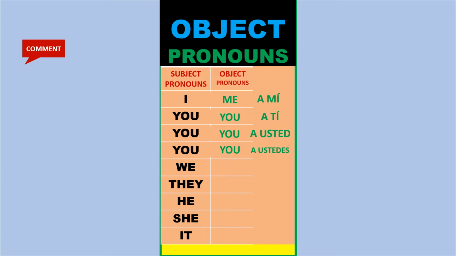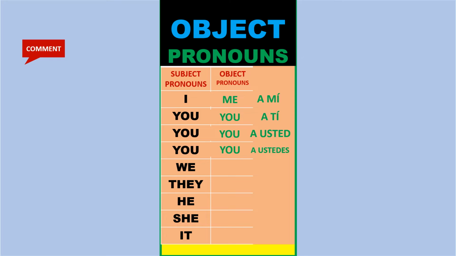For you one more time, we have you. That means a ustedes. Remember that in Spanish we have three ways to say you, and one is a ti, the other is a usted when you are talking in a respectful way, and the other is a ustedes when you are talking in plural, okay? And the first one is a ti when you talk in singular face to face to a person.